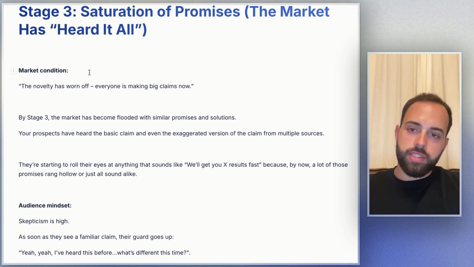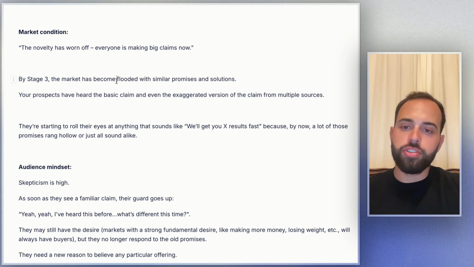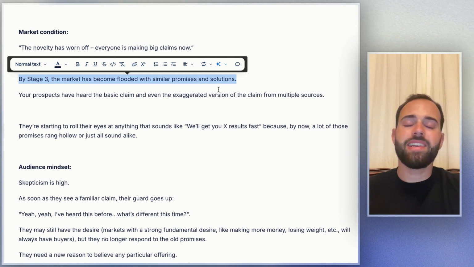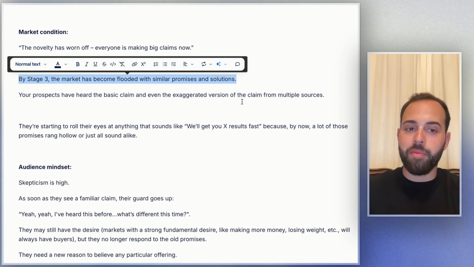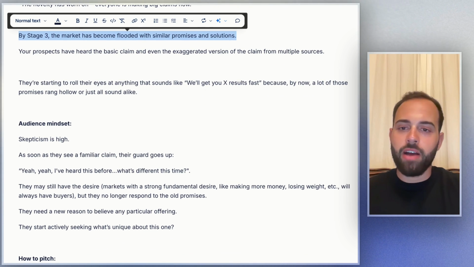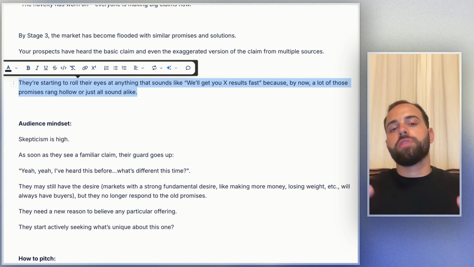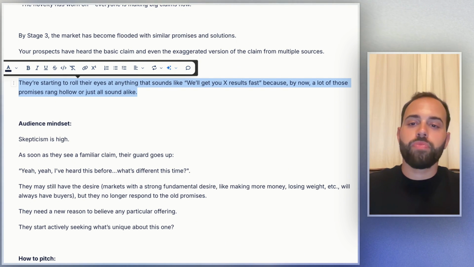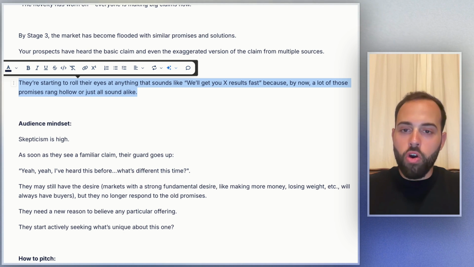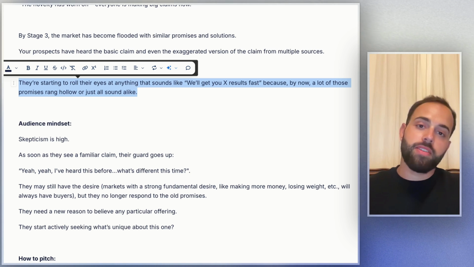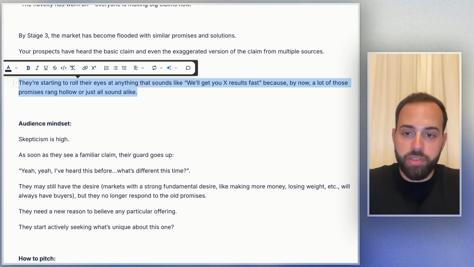So the market condition in stage three is that the novelty has worn off and everyone is making big claims now. By stage three, the market has become flooded with similar promises and solutions. Your prospects have heard the basic claim and even the exaggerated version of the claim from multiple sources. They're now starting to roll their eyes at anything that sounds like, we can get you X results fast, because by now, a lot of those promises are hollow and they all sound like the same person pitching the same thing, and most of the time not even delivering the results that they're promising.